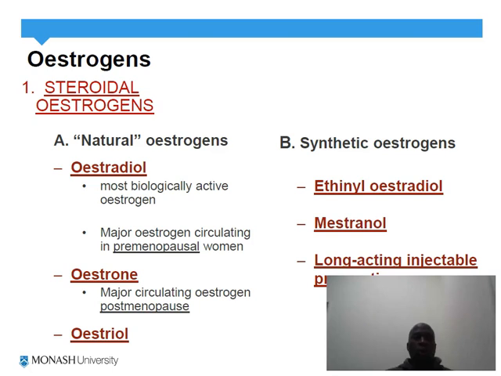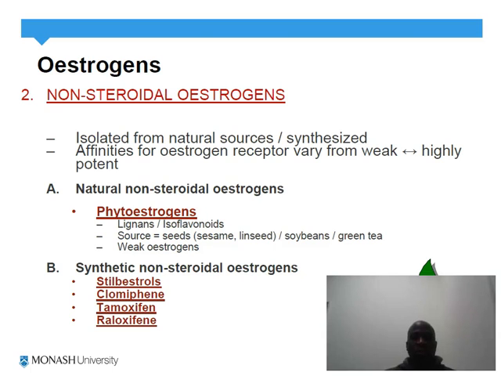Okay, so within the steroid estrogens, we also have synthetic estrogens. These are man-made types of estrogens. Their names are as follows: ethinyl estradiol, mestranol, and long-acting injectable preparations. So you can see the various types of estrogen.